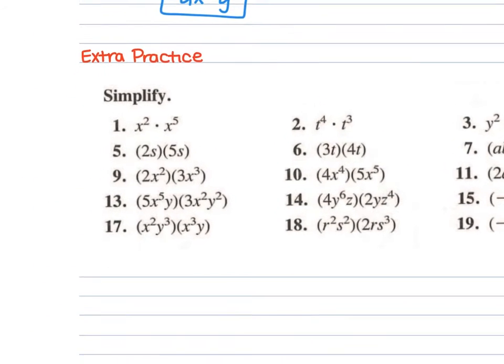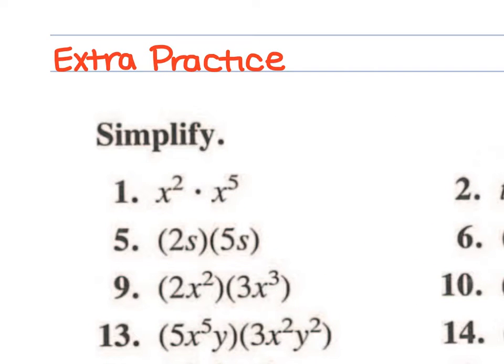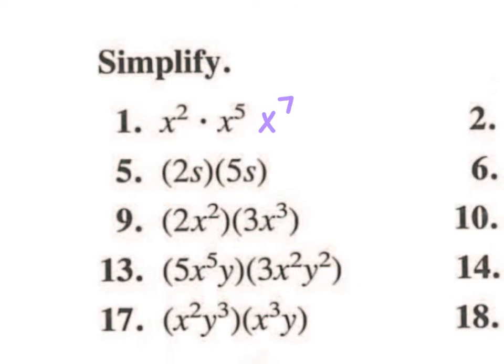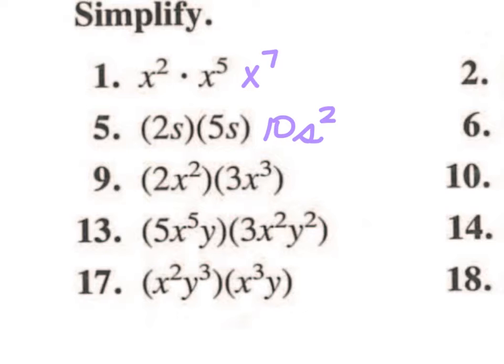If we look at some of these extra practice problems, for 1, we have x squared times x to the 5th power, which is x to the 7th. For 5, we have 2s times 5s, that's going to be 10s squared. For 9, we have 2x squared times 3x cubed, so this is going to be 6x to the 5th power. For 13, we have 5x to the 5th power y times 3x squared y squared, so this is going to be 15x to the 7th y to the 3rd. Remember that y has an invisible exponent of 1.